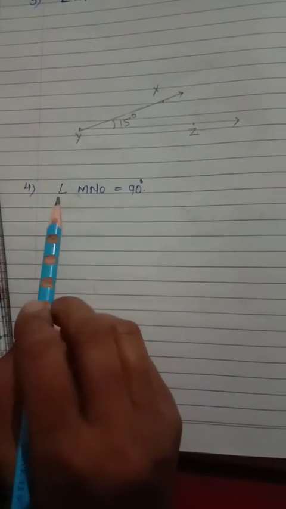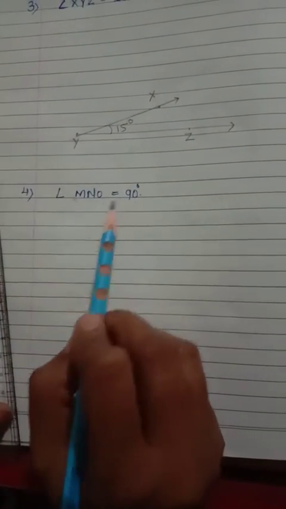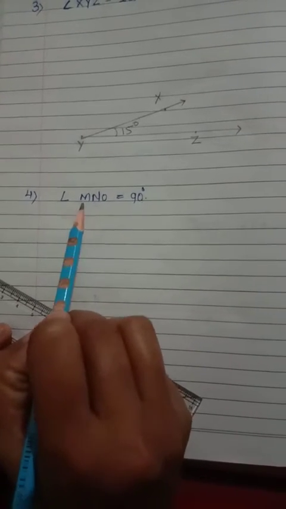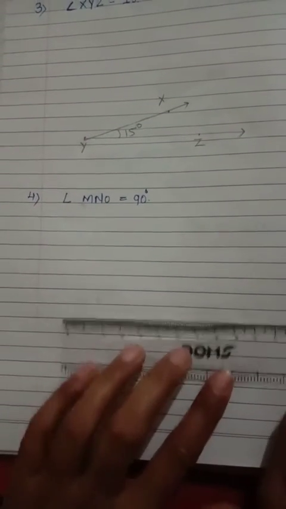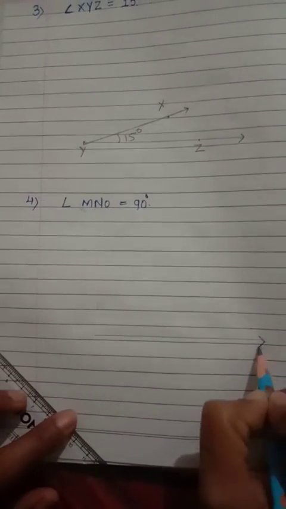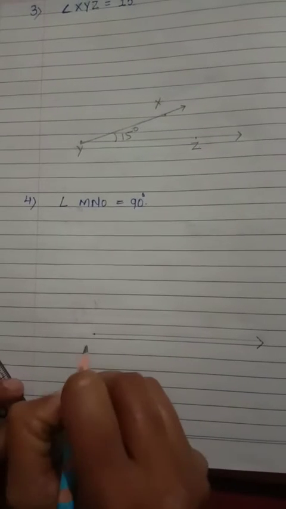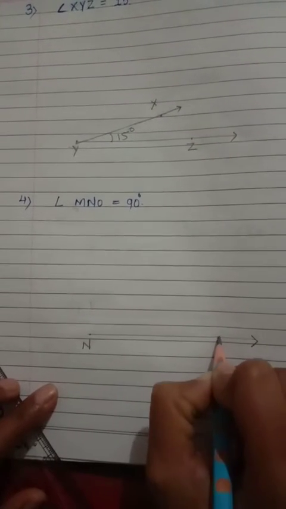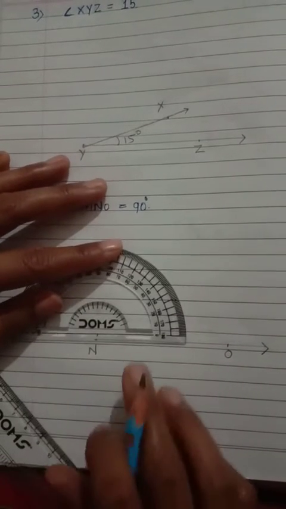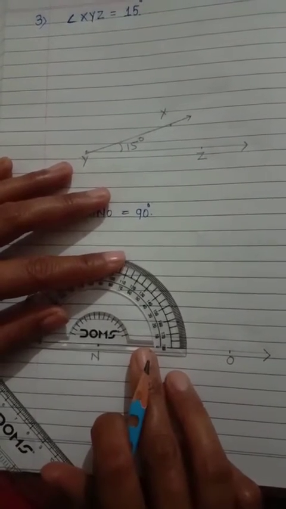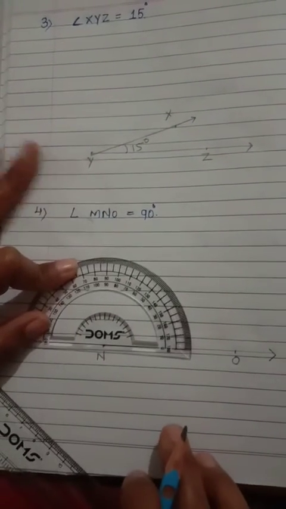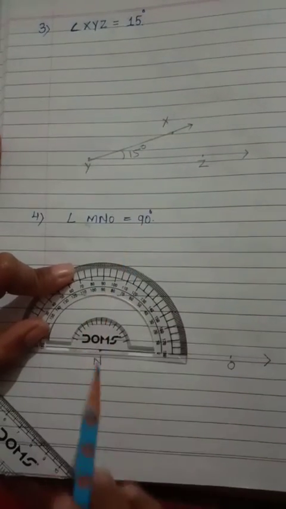Now in fourth we are asked to draw the angle MNO which is of 90 degree. Now since we are asked to draw the angle MNO, first we draw the ray by using ruler and we mark the point N and O on this ray. Then we take the protractor, keep the center of the protractor at the point N so that baseline coincide with the ray NO.